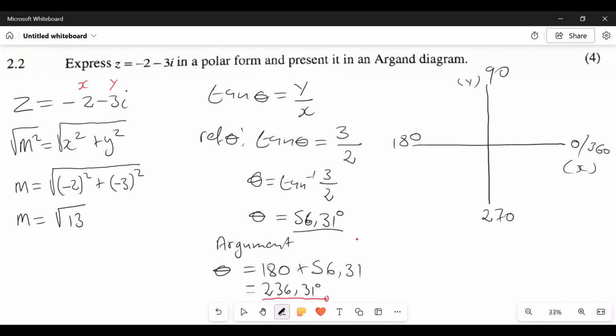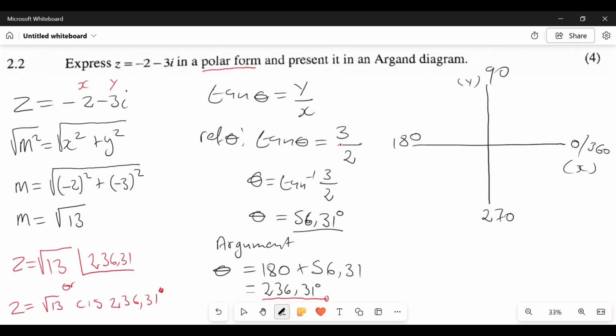Remember, they said we must represent it in polar form. So how are you going to do it? I'm going to do it here on the side with the red pen. z is equal to your modulus, which is root 13, then you say polar 236,31, guys. You guys see? Or you can write it like this: z, which is the complex number, root 13, and then you write the angle 236,31 degrees. So now we are done with how to represent this in polar form.